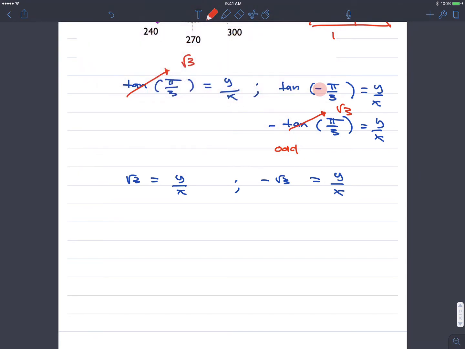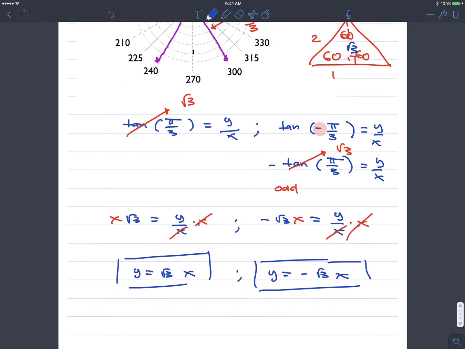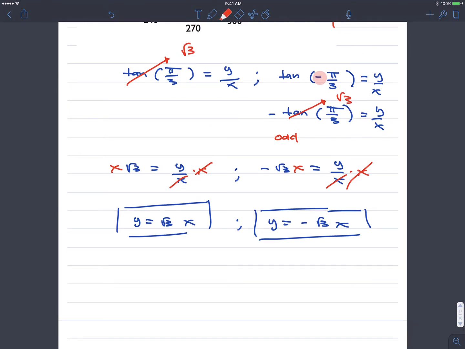And we could solve both sides here for y by multiplying x to both sides. You get cancellation here. Here's what you end up with. Y being the square root of 3x and y being minus the square root of 3x. These are two rectangular coordinate equations. This is what you have up here. Notice this equation here has a positive slope. This has a negative slope. And they go through the origin.